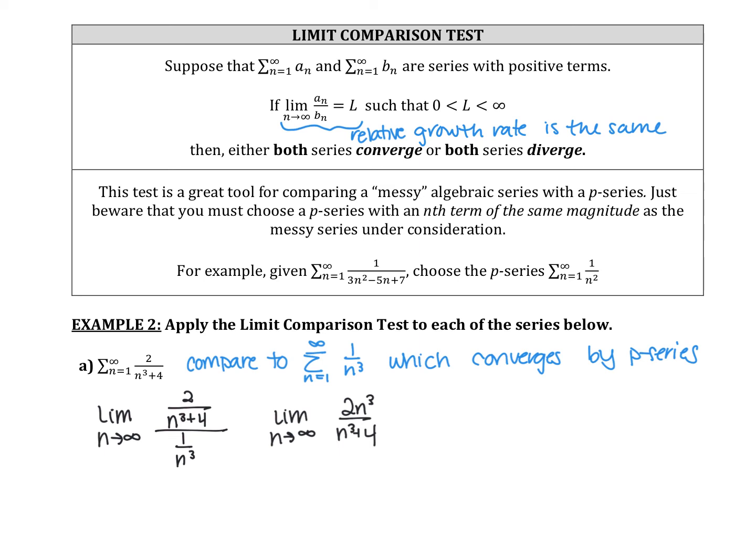So we can look at this and notice that they both have the same powers at this point. And so this limit happens to be 2. And what that means is the two functions that we started with, this 2 over n cubed plus 4 and the 1 over n cubed, have the same relative growth rate. And therefore, since this function converges, we can say that the one we're looking at also converges. So this is the limit comparison test.